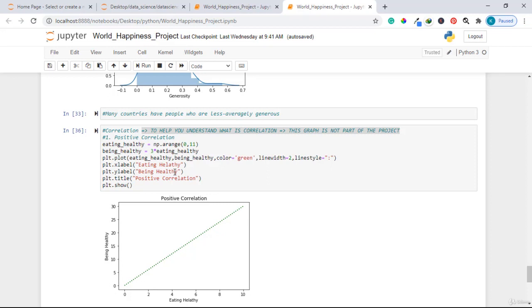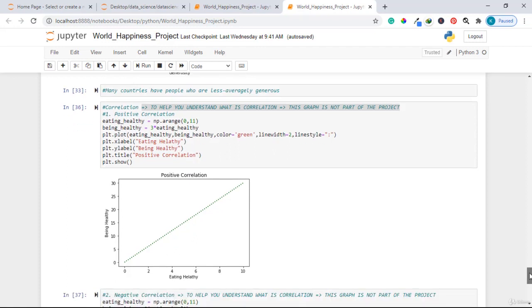By positive correlation I mean the more you increase one variable, the other variable also increases consequently. For example, here we have eating healthy and being healthy. The more I eat healthy, the more I become healthy. And when this is drawn in a graph, it is usually represented by a straight line, like so. This is usually represented in a straight line which starts from your left to your right, but in an increasing manner. And so we also have the negative correlation.